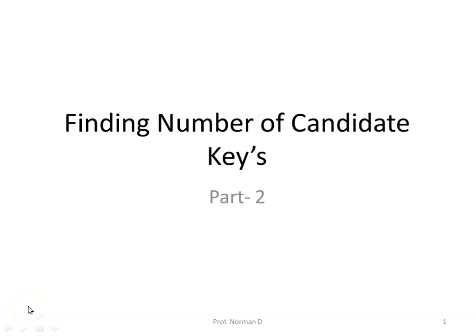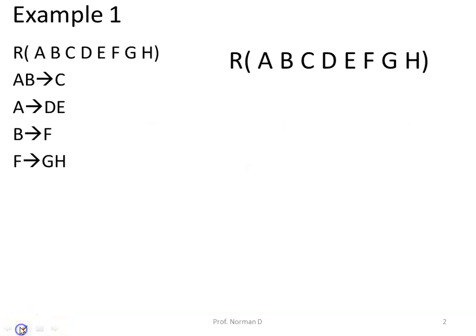In this session, we will discuss the procedure to calculate or find the candidate keys. We look at some examples. Now over here we have a relation R wherein the attributes of the relation are A, B, C, D, E, F, G and H. There is some set of FDs given to you, and based upon these FDs you are supposed to find the candidate key.